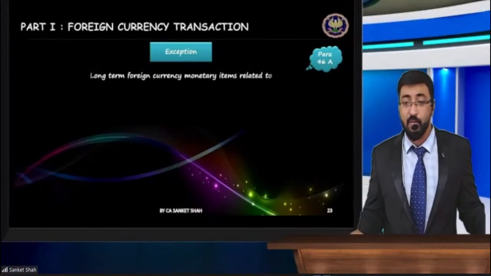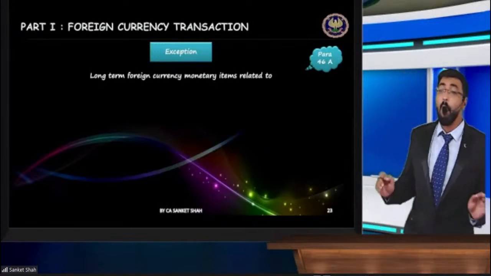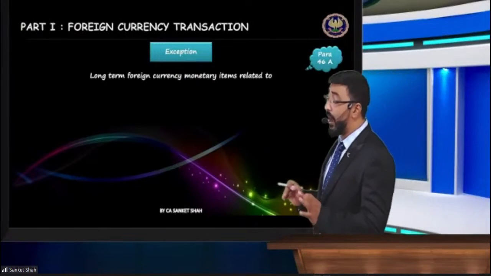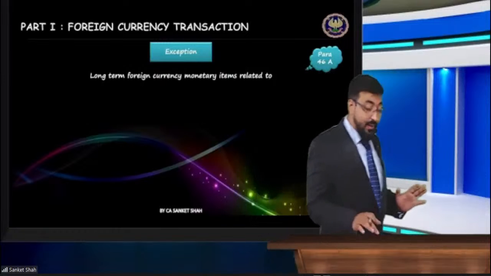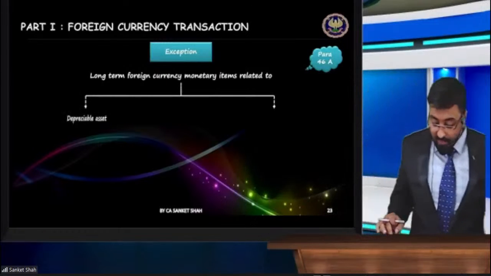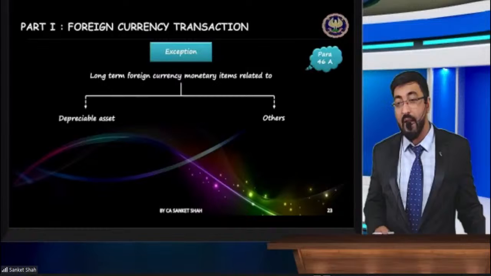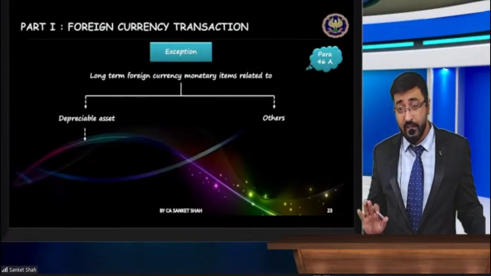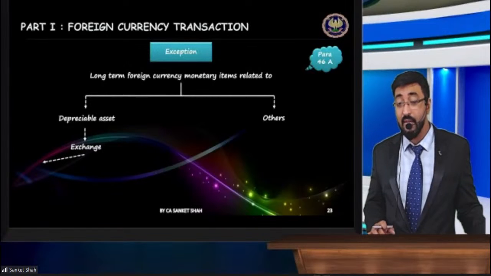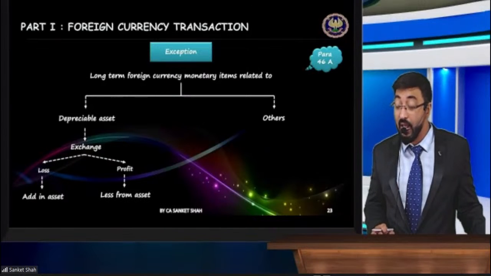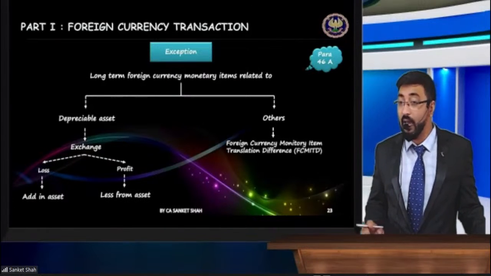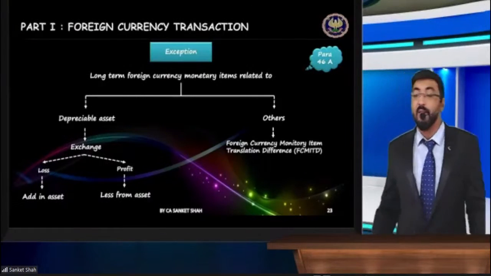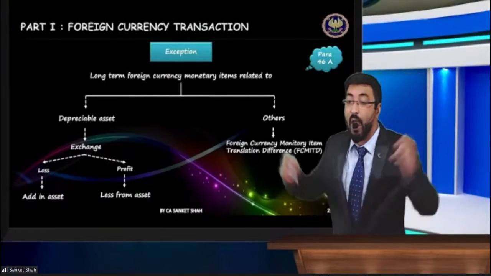What is the exception of this? Long-term foreign currency monetary item related to depreciable asset and others. Wait for some time. Just write it down. Depreciable asset: exchange loss will be added to the asset, and exchange profit is deducted from the asset, and for others we will adjust it in the FCMITD account.